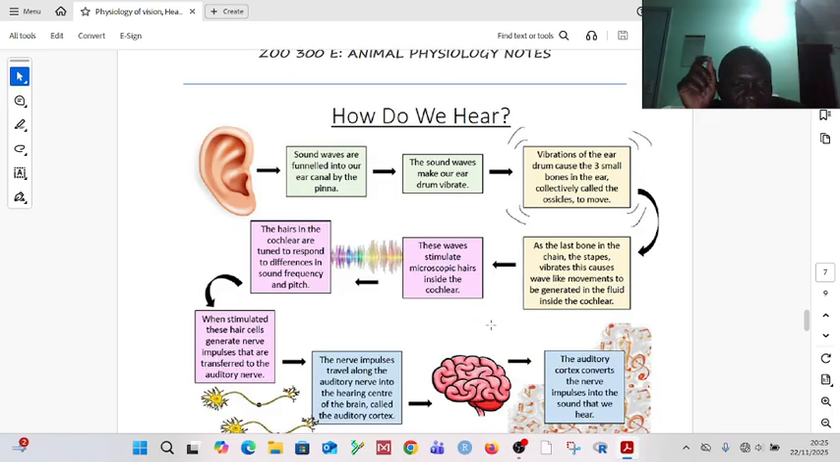Once the hairs that are now within the cochlea have been stimulated, that stimulation makes those hairs generate nerve impulses. Then those nerve impulses are transferred into the auditory nerve. They are picked up by the auditory nerve. Then the auditory nerve transfers those nerve impulses into the brain hearing center, what we call the auditory cortex.